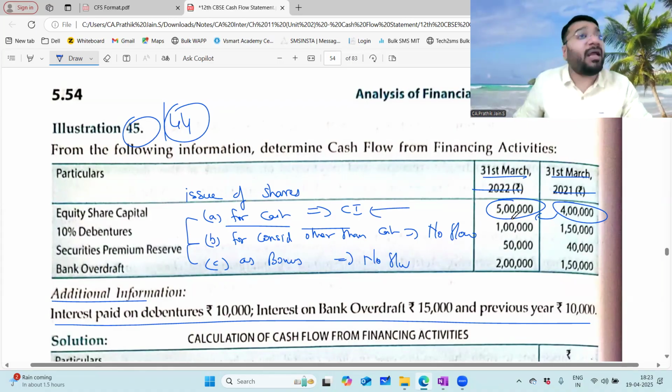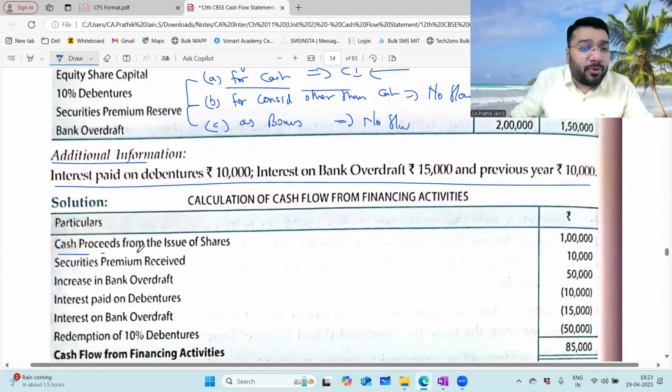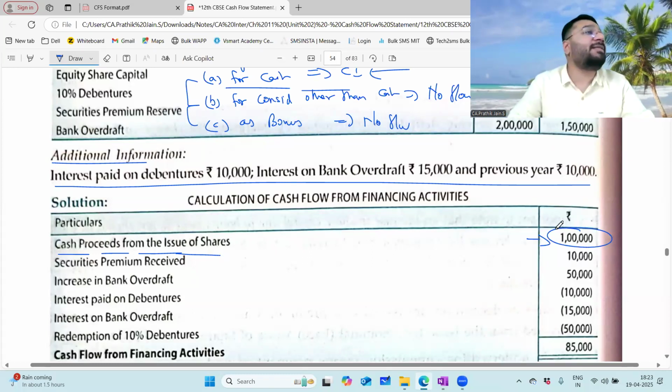So can I say from 4 lakh it became 5 lakh because during the year 1 lakh shares were issued? Any problem? So now cash proceeds from issue of shares is how much? 1 lakh. So this is a cash inflow. So added 1 lakh in the cash flow from financing activities. Any problem? Just observe, take this as homework.